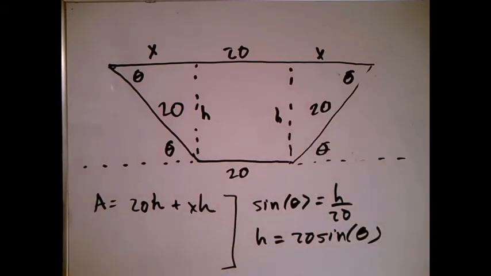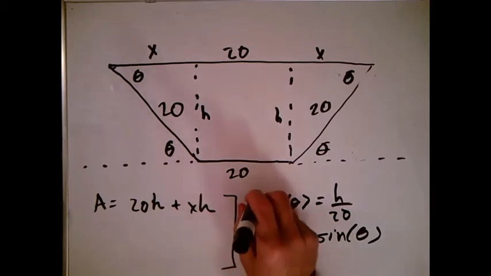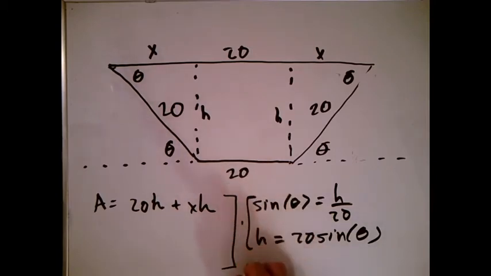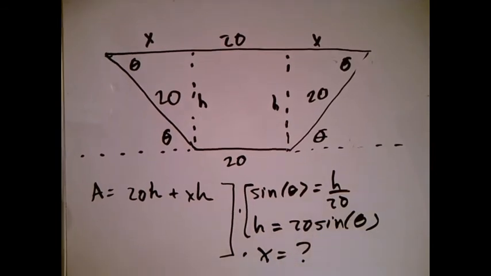Now, here's your mission. Do the same for x. Once you know what x is in terms of theta, and once you know what h is in terms of theta, you can get this whole formula in terms of theta, and you're going to get a derivative that's much easier to take than if you had actually done all the Pythagorean theorem stuff.